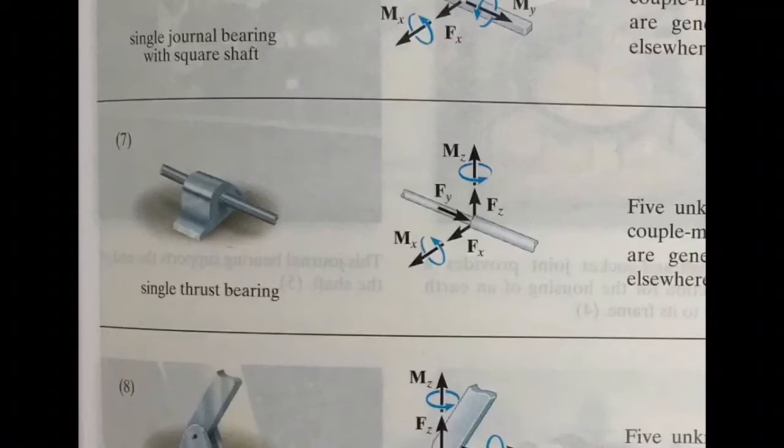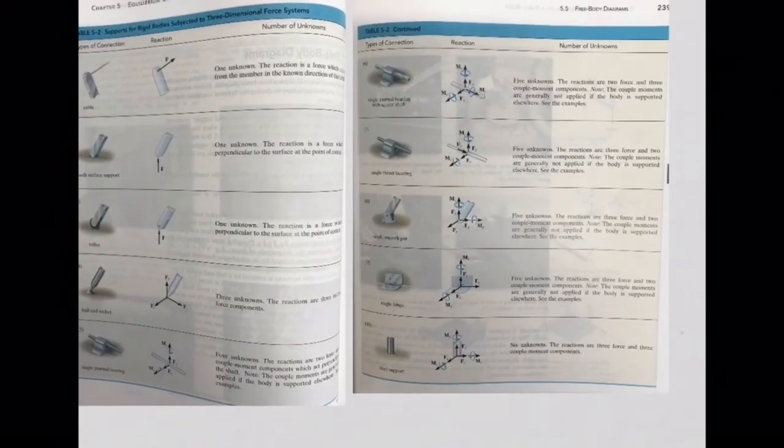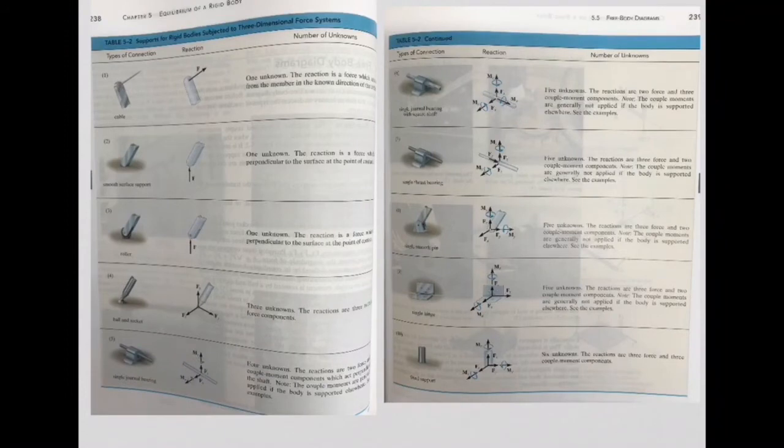Another reactions this support introduces are the moments. This moment Mx and Mz. It means this support is constraining the rotation about Z and about X axis. Okay. The constraint of the rotation means we are also introducing a moment as a reaction. So why do you need to do this? Because we need to build the free body diagram. So we need to know what kind of reactions the supports introduce. Okay? So this is something I took from Ehler's book.